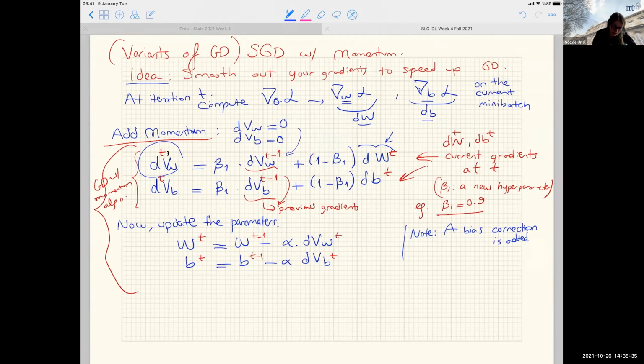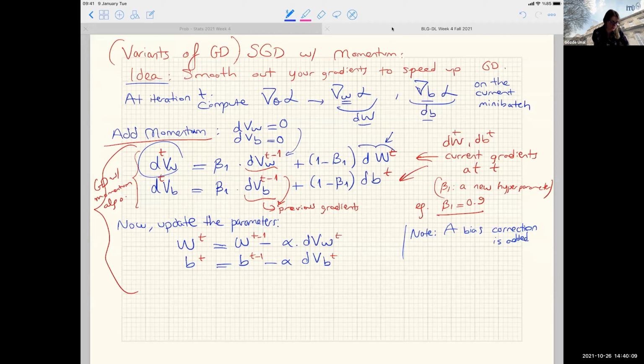Because typically in the beginning, if beta 1 is 0.9, I may not be using my initial gradients a lot, right? And you see, I initialized my dVs as 0, so I may not be really getting a lot of updates in my gradients. So that's why we add a bias correction here, okay? Some time to think about these.